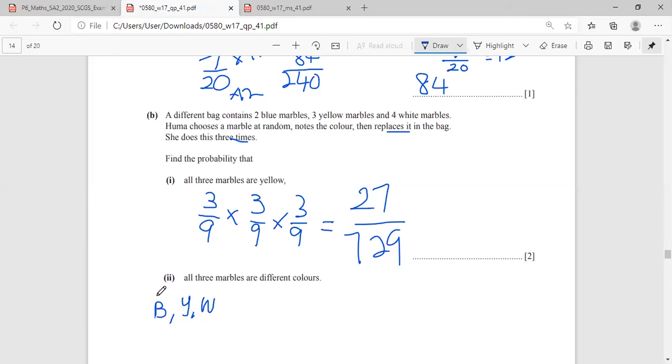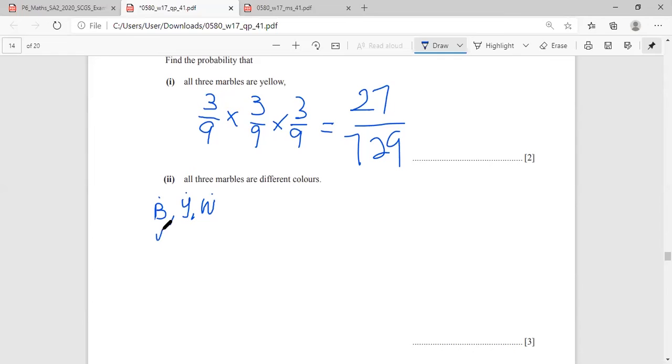So we have to consider the first time, second time, and third time. For this one, the first time is blue, second time is yellow, third time is white. It also can be the first time is yellow, second time is blue, and then the third time is white, right? And it also can be another possibility where the first time you get the white color first, and then you get a blue color, and then you get yellow color.